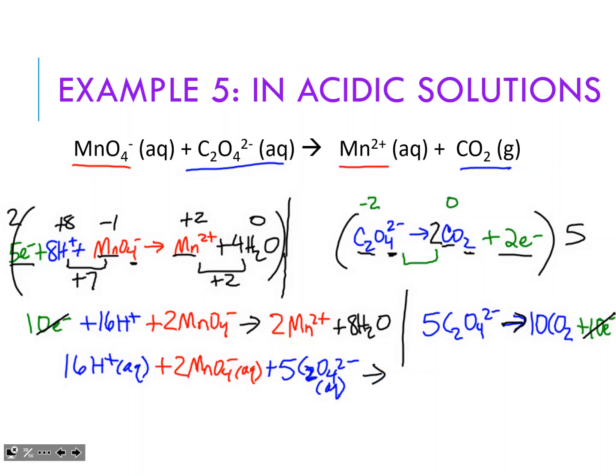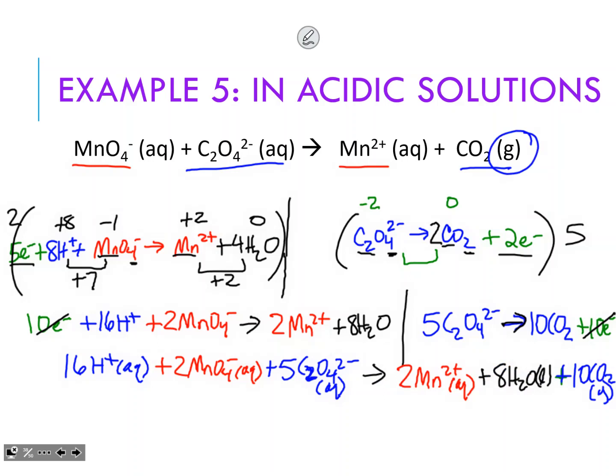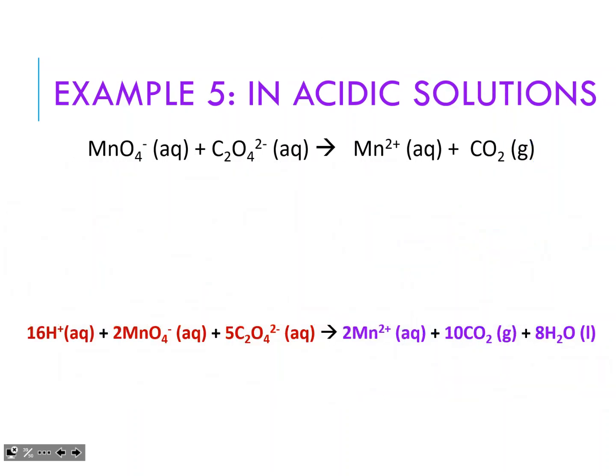Now as the products, we have 2 of our manganese 2 ions. We have 8 waters. Water is a pure liquid substance. And we have 10 carbon dioxides, and the carbon dioxide is a gas, which it tells you up here in the original equation. And we end up with our final balanced redox reaction.